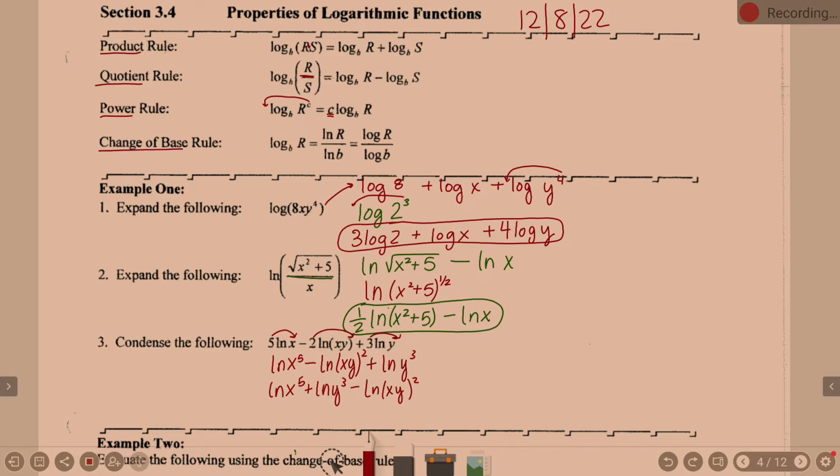Because now 2 logs being added can be rewritten as 1 log where the insides are multiplied. So this is natural log of x to the 5th, y to the 3rd, and it's still minus the natural log of xy quantity squared. And I'm running out of room, so I'm going to go next door.